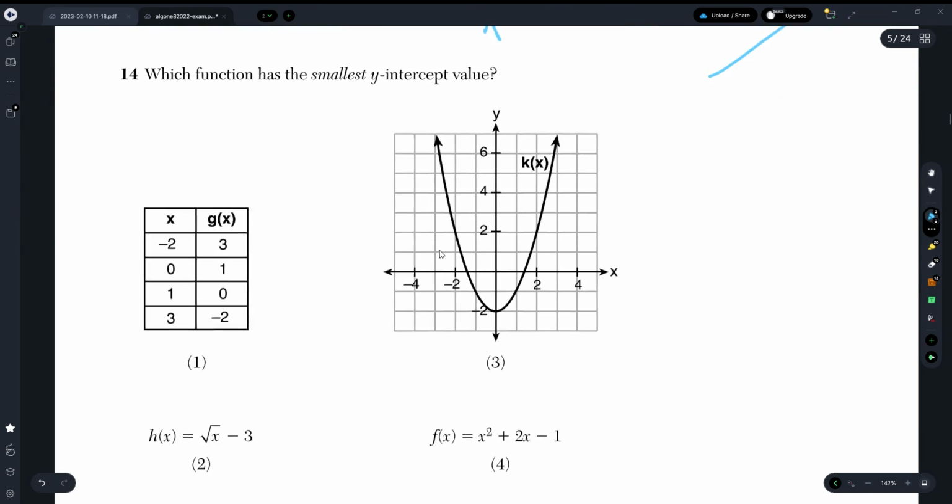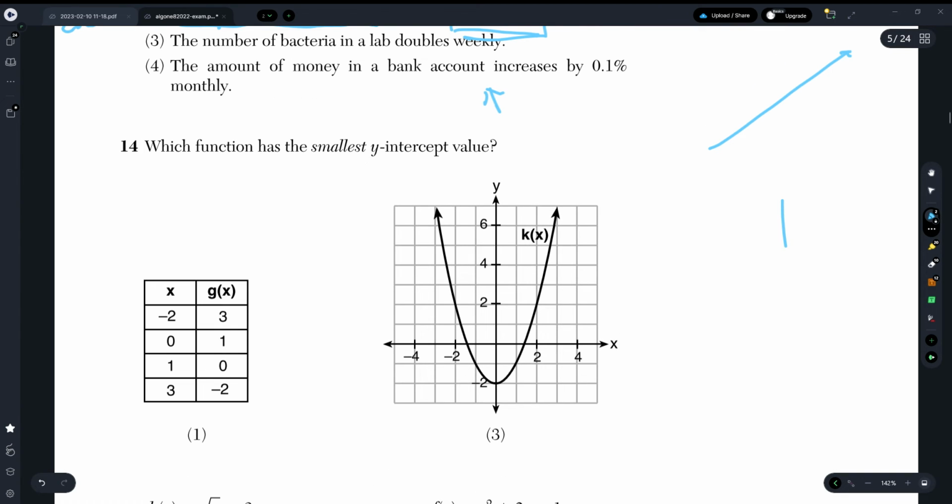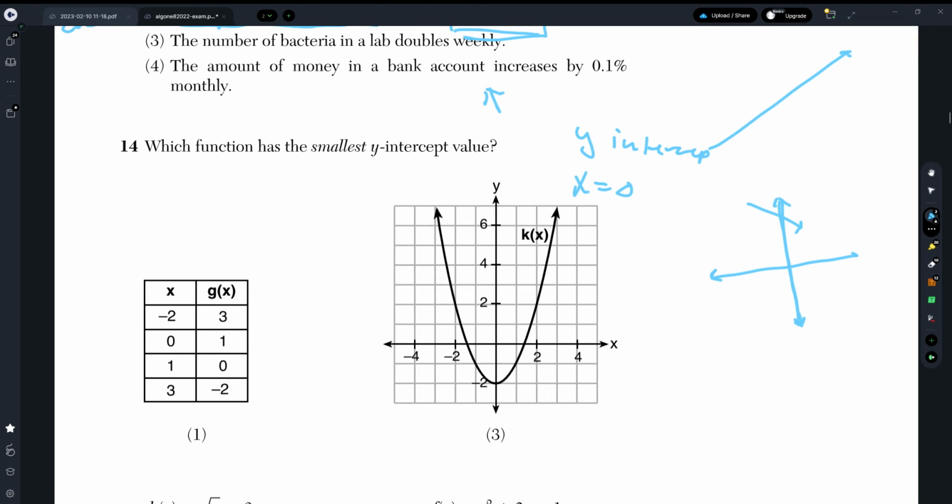So moving on to 14, it asks which function has the smallest y-intercept. So I think we talked about this before, but what is the y-intercept? It's when you intercept the y-axis. An important note about that is that the y-intercept is when x is equal to 0, right? So when you intercept the y-axis, x is 0. So whenever x is 0, you get your y-intercept, right?